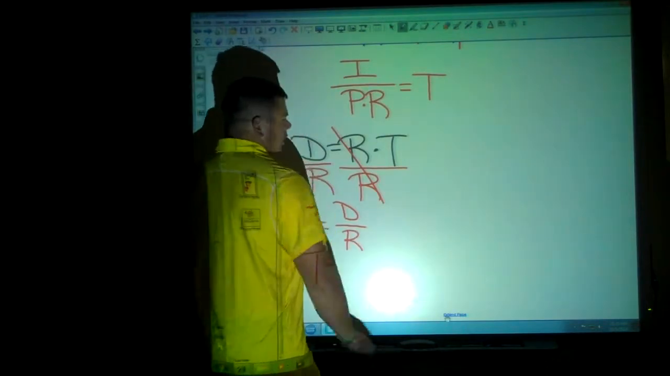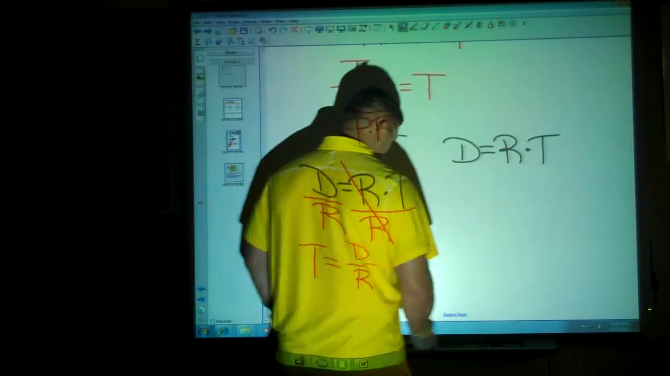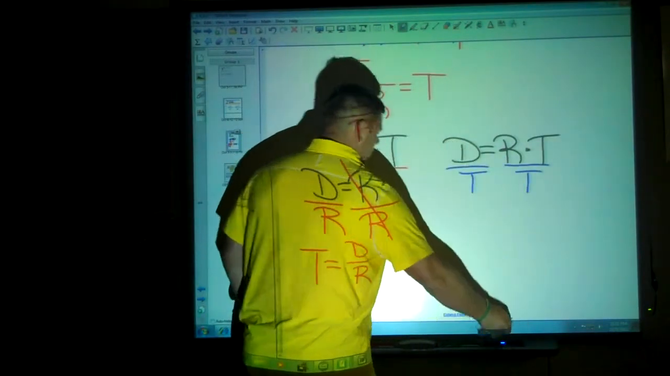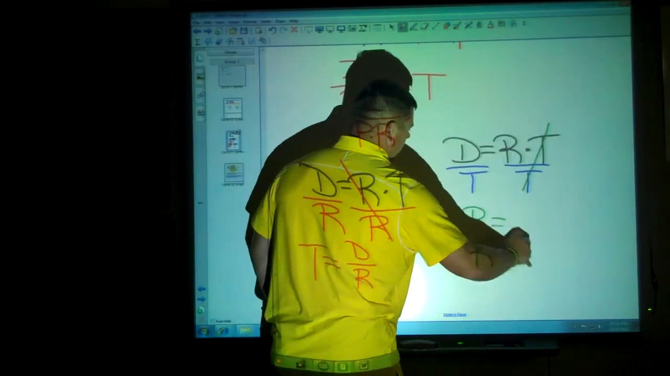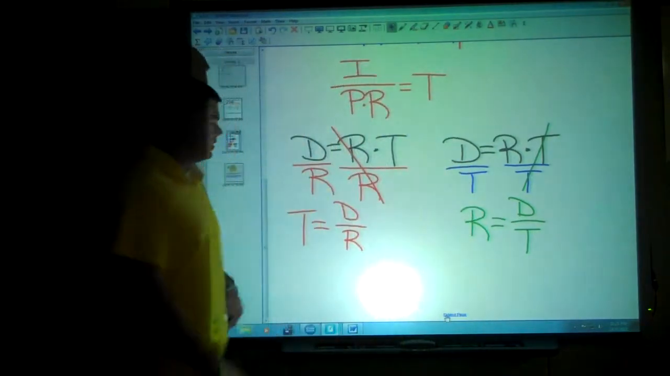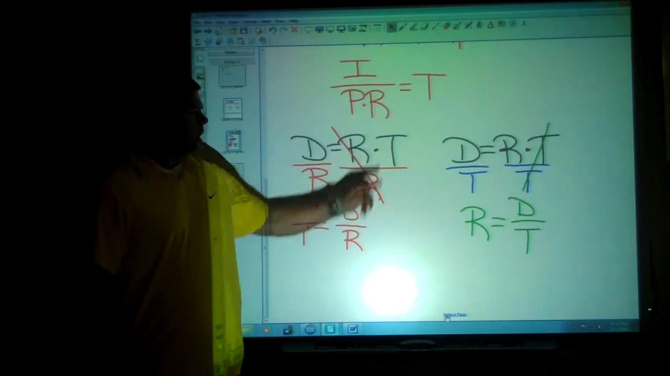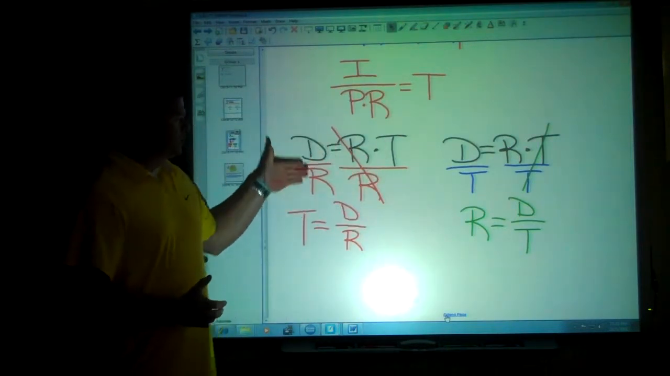But maybe you wanted to get r alone. So d equals rt, and you want to get r alone, you would divide by t. And in the process, r is now alone. R now equals distance over time. So you recognize these two formulas as variations of the d equals rt model, and it's the exact same shuffling game. Whatever you do to one side, you must do to the other.